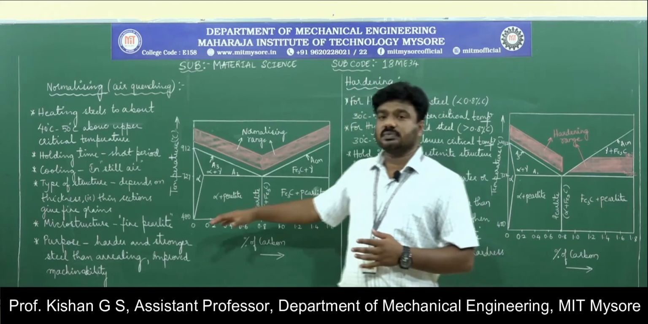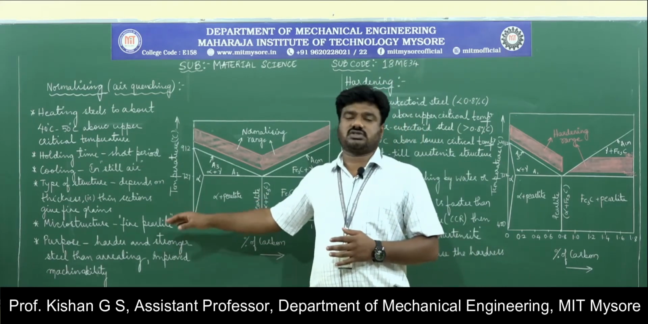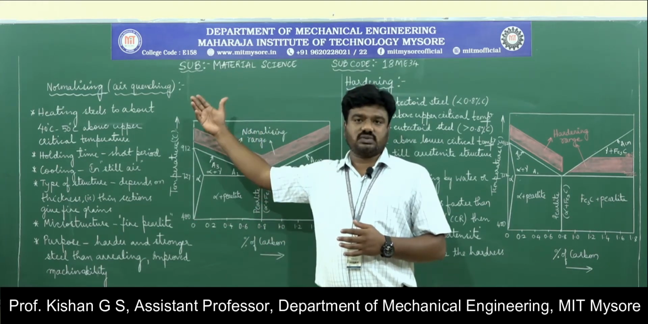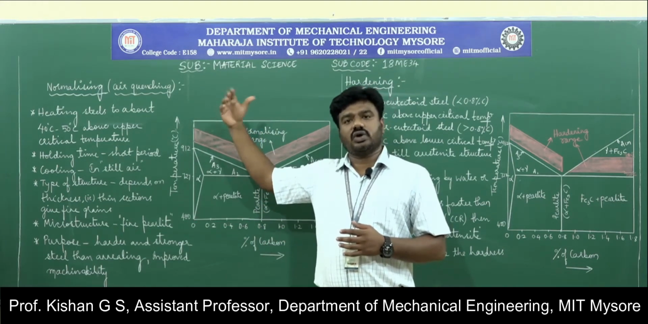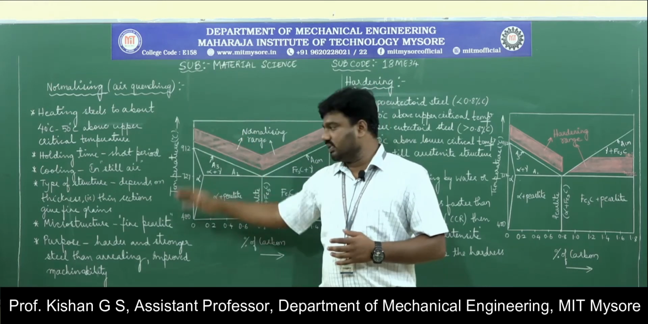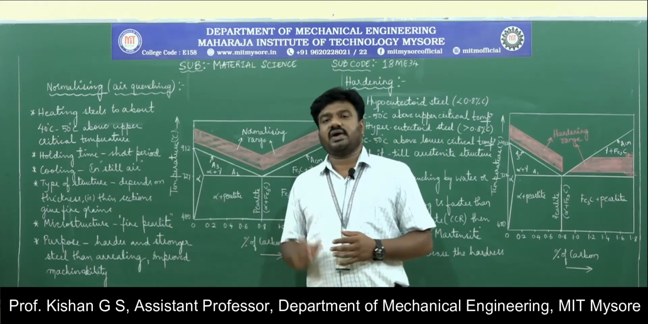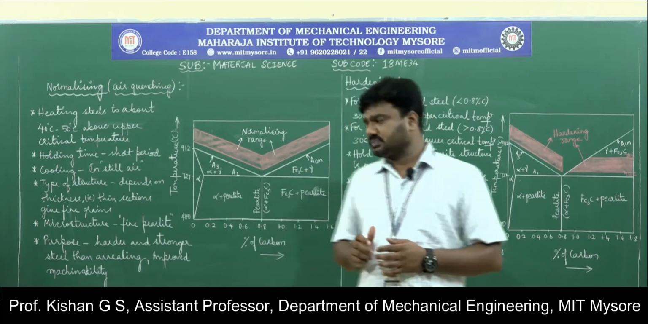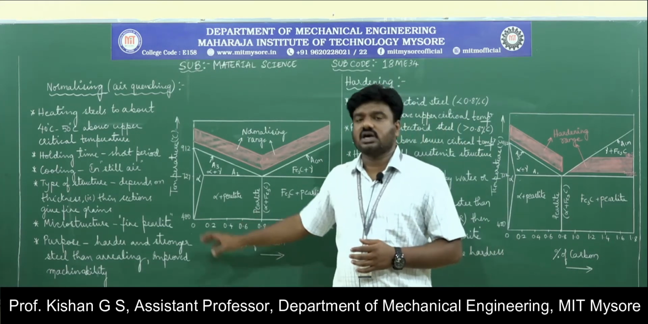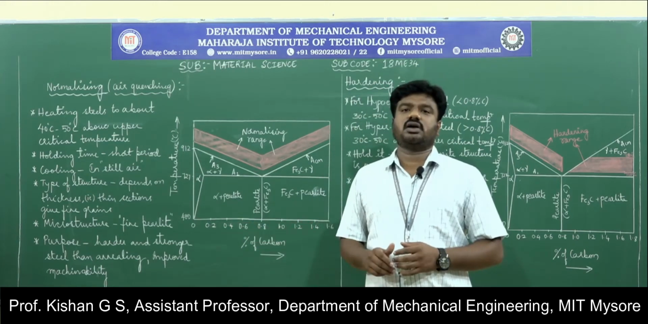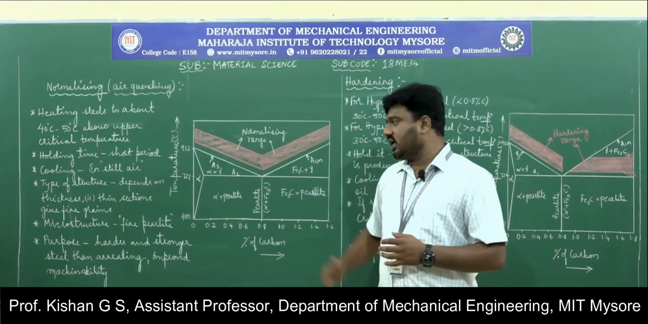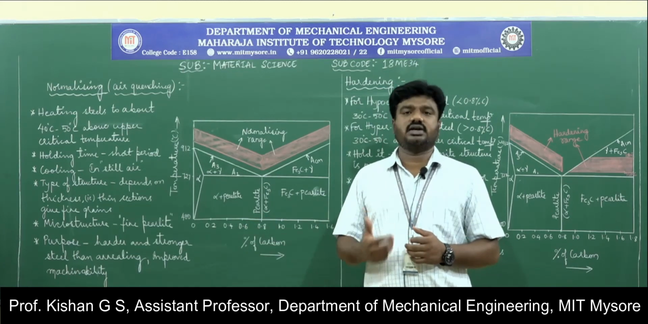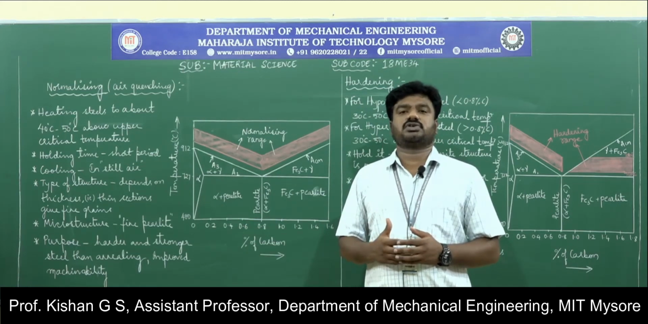Then comes the major part: the microstructure the material will be subjected to. After going through the normalizing process, the material will have a fine pearlite structure in the microstructure. Next comes the major purpose. The major purpose of opting for the normalizing process is to provide harder and stronger steels than the annealed steels, that is, the steels which have undergone the process of annealing.